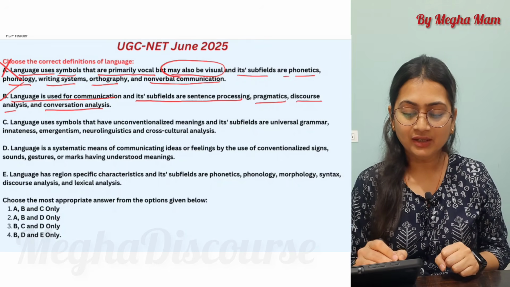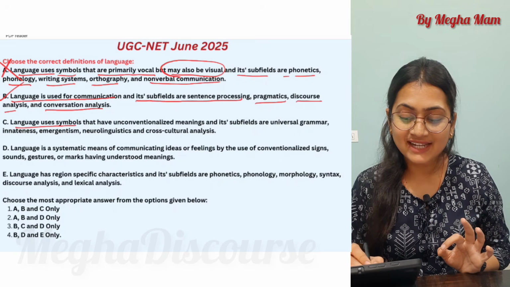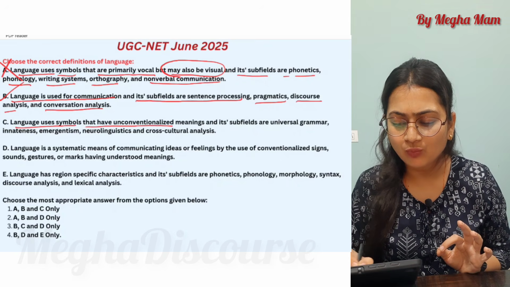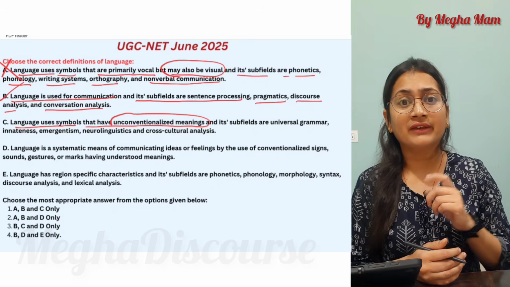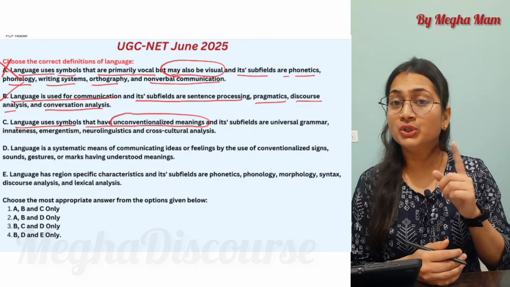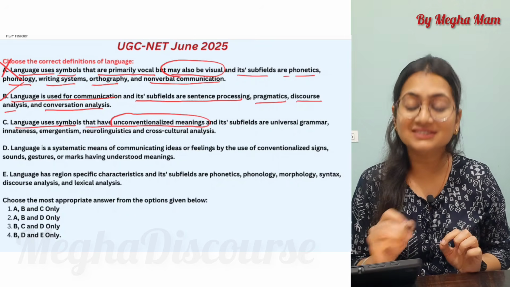What about C? Language uses symbols. Absolutely correct. That have unconventionalized meaning. Now, what do you mean by unconventionalized meaning? Language has convention, language has rules, language has a system. So it can't be unconventionalized. So that means C is incorrect.